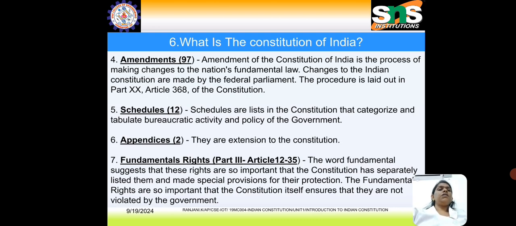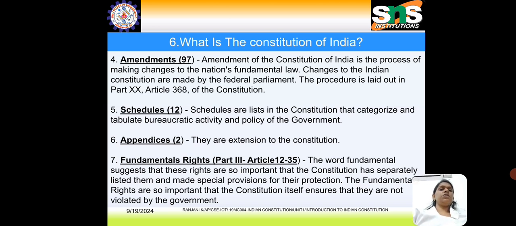Next, amendment. The amendment of the Constitution of India is the process of making changes to the nation's fundamental laws. Changes to the Indian Constitution are made by the Parliament. The procedure is laid out in Part XX, that is, Article 368 of the Constitution.